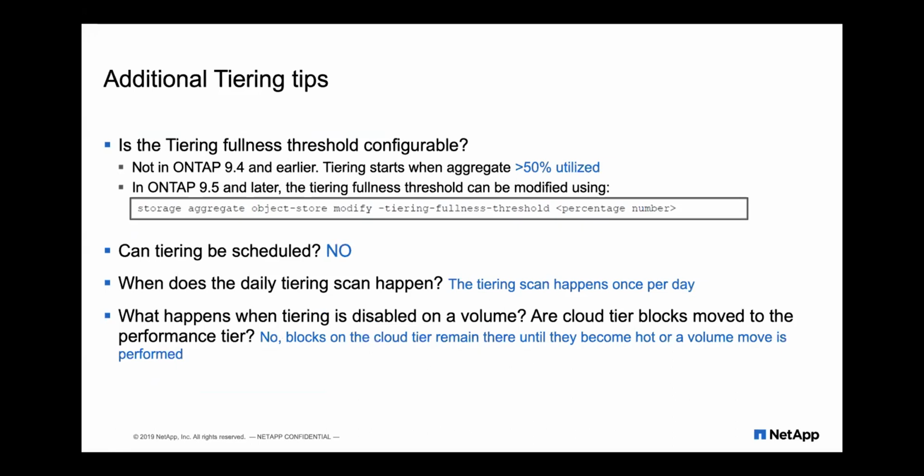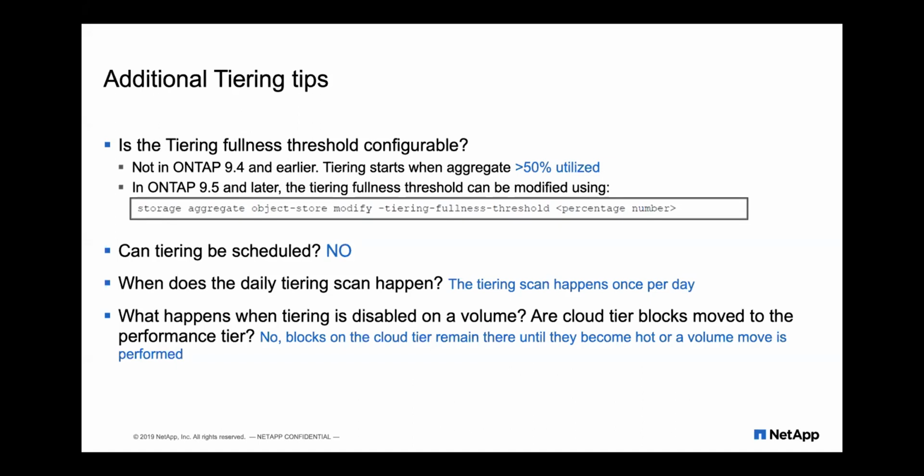So some additional tiering tips. I mentioned this before: in 9.4 and earlier, you cannot set the tiering fullness threshold. It's set at 50%. In 9.5 and later, you can tune that to whatever percentage you like using the following command. Can tiering be scheduled? No. When does the daily tiering scan happen? It happens once a day. We can't really predict when that will occur. Volumes are continuously being scanned, and as soon as one completes, the next one takes over, so we can't predict when it will occur for a particular volume.